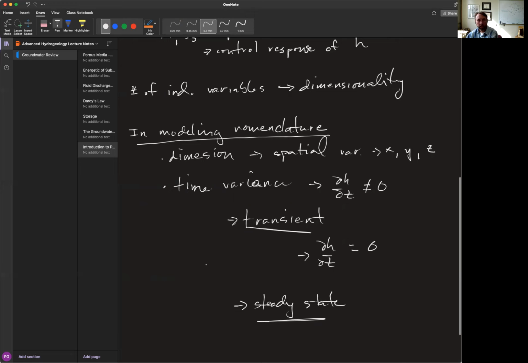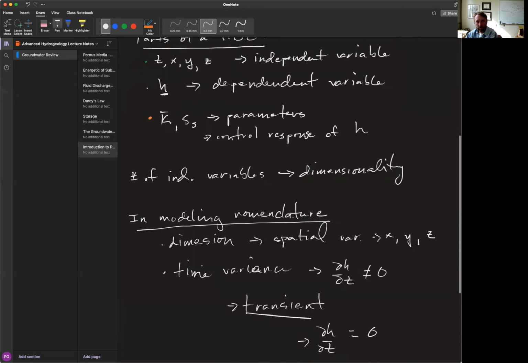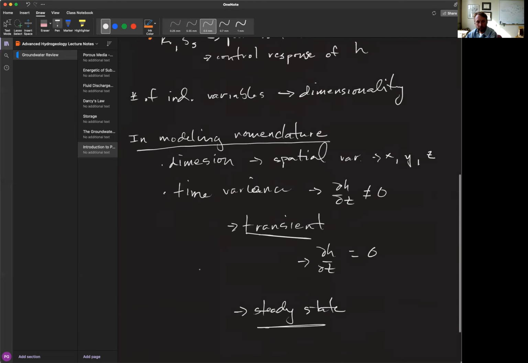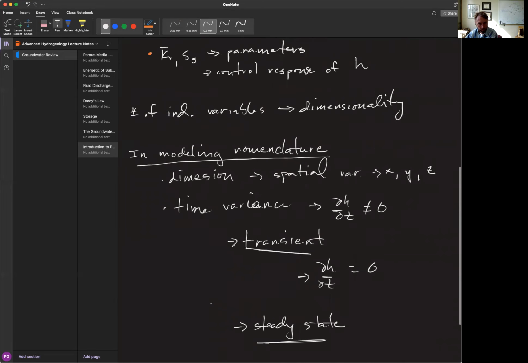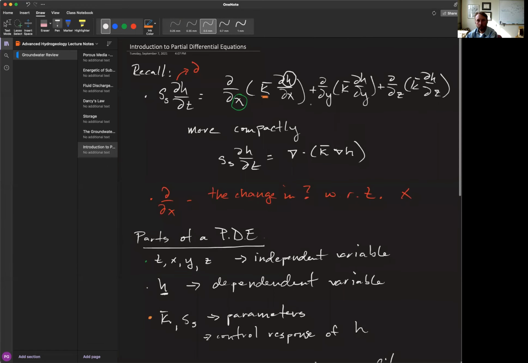Okay. Some other things here. So for an example, before we move on, our particular equation here is a three-dimensional x, y, and z transient partial differential equation, 3D transient partial differential equation, or is considering three-dimensional transient groundwater flow.